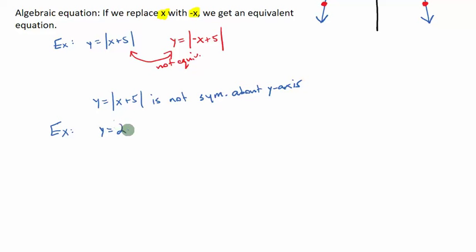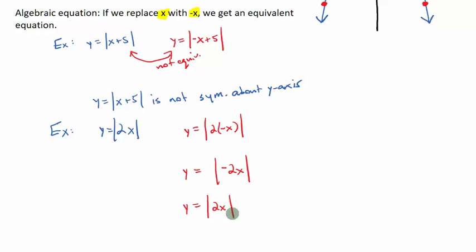Y equals the absolute value of 2x. If I replace x with negative x, so I've got 2 times negative x, that is negative 2x, and when I take the absolute value of negative 2x, that's the same thing as the absolute value of 2x, because multiplying by a negative does not matter when you take the absolute value. The difference in the previous example was addition.